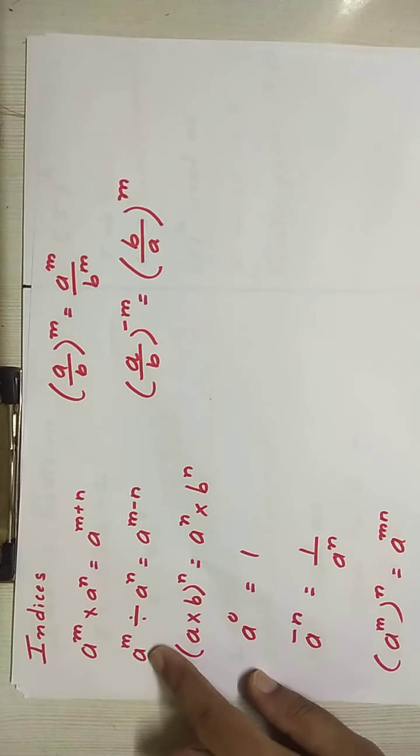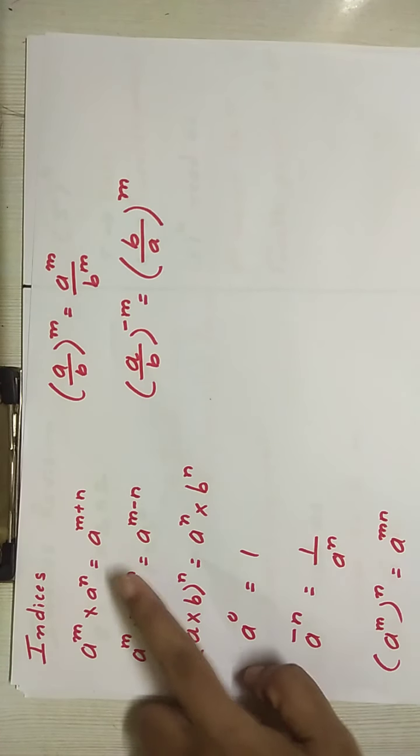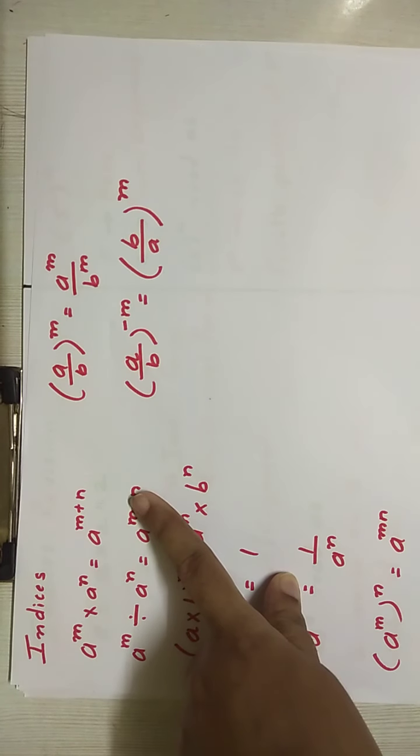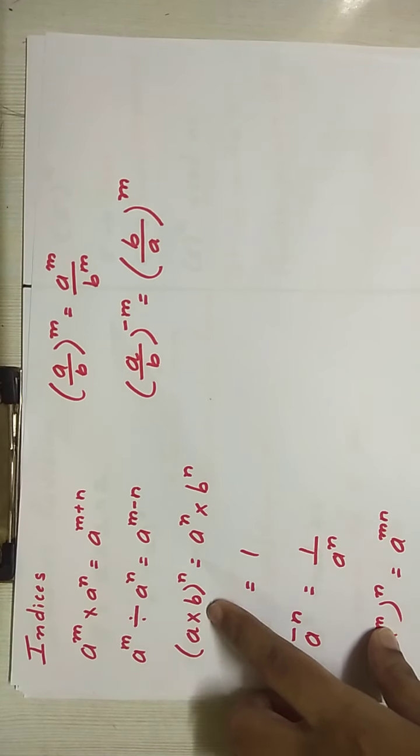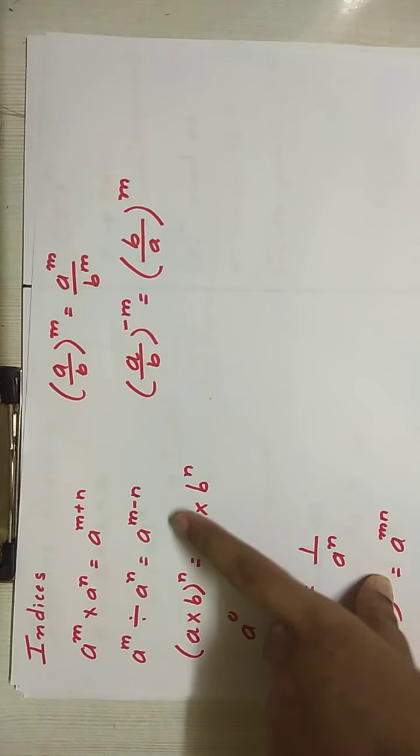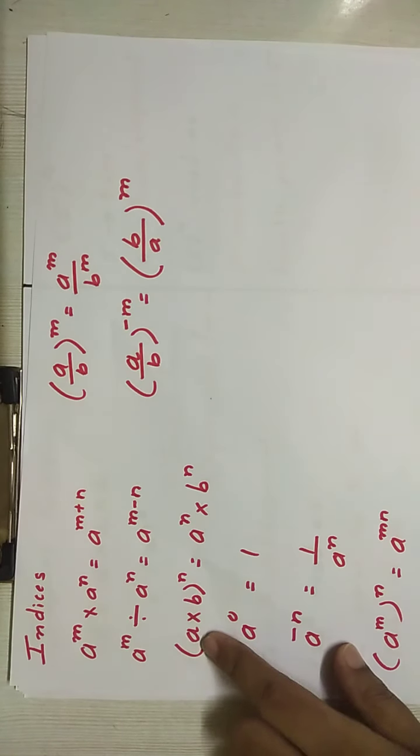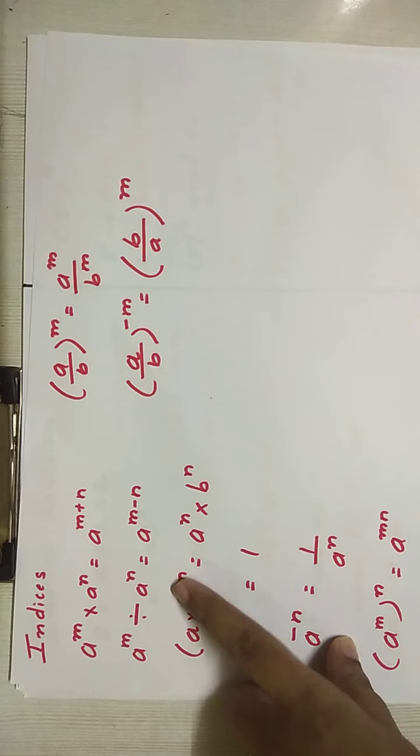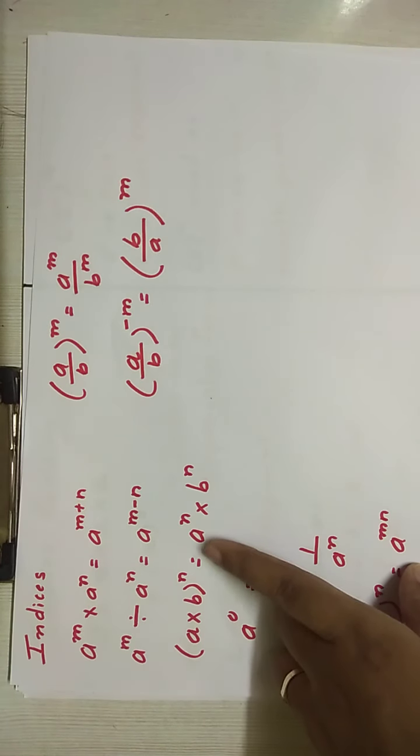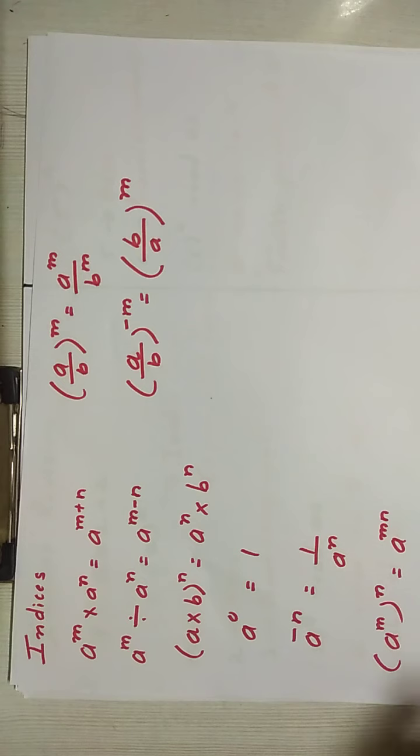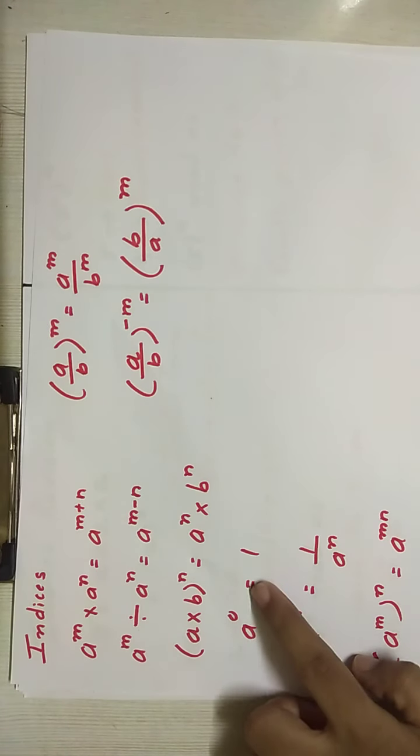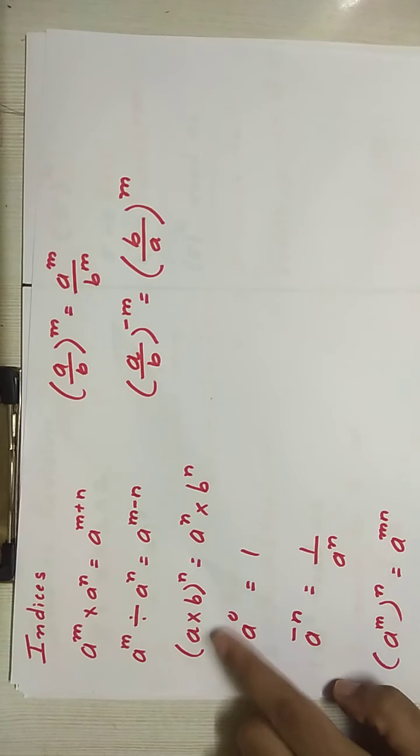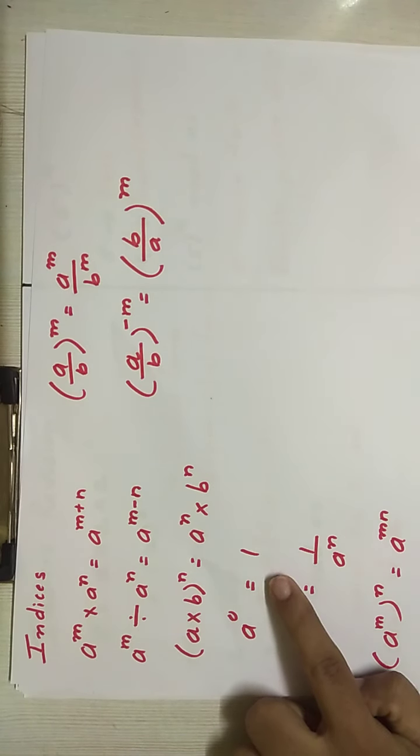Now the second rule is a raised to m divided by a raised to n is a raised to m minus n. When it is a division, you subtract the powers. Then a into b raised to n is equal to a raised to n into b raised to n. When we have two terms inside with a common power, the power can be given to each term. Then any number raised to 0 is 1. a raised to 0 is 1. If you raise any number with the power 0, the answer becomes 1.